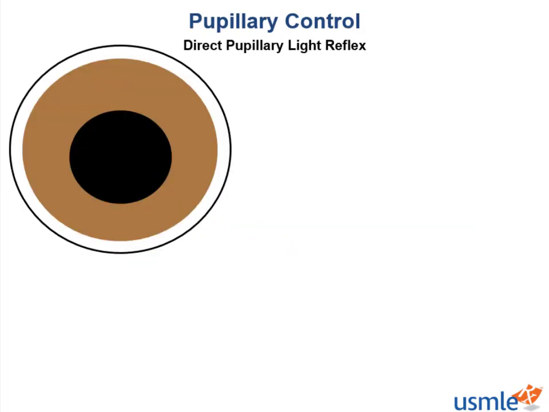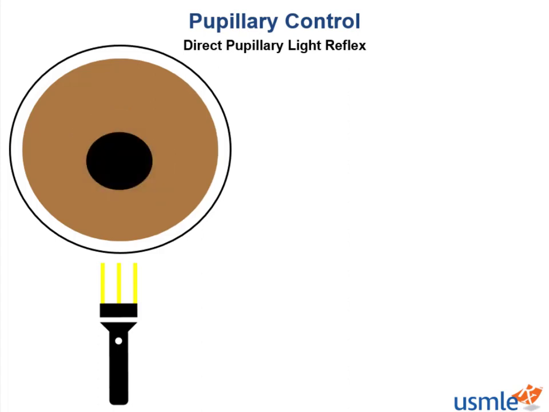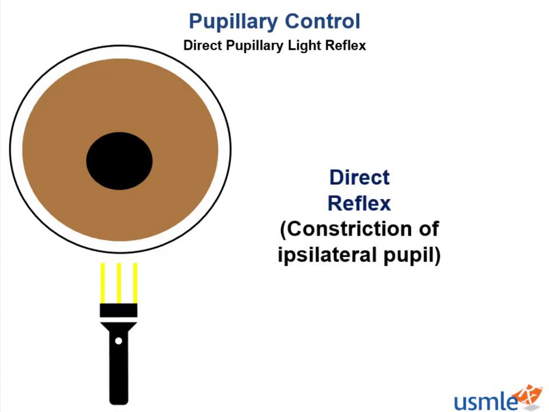To begin our discussion, let's briefly cover pupillary light reflexes, starting with the direct pupillary light reflex. This slide shows one eye with a brown iris and a black pupil. When light is shown into one eye, the iris contracts and the pupil constricts. This is a normal, direct pupillary light reflex, as constriction of the ipsilateral pupil occurred. That is, the pupil that was directly exposed to the light source.